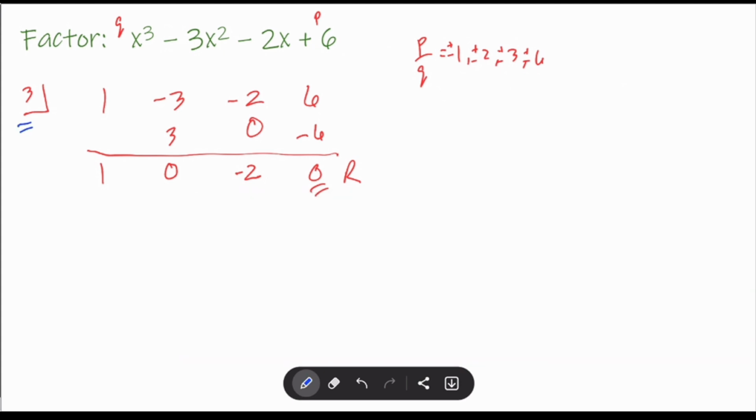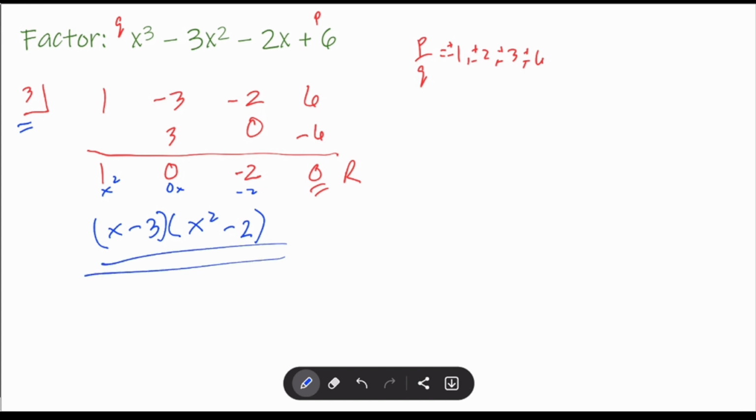So if this is positive, then the factored form will be the opposite sign, which is minus, or the negative sign. And then this one will be x squared, 0x, and the -2. So x squared, and then the 0x, so you don't need to write that, and then the -2. And then is x squared minus 2 can be factored? It's not, because it's not factorable, since 2 is not a perfect square. So that means the factored form is x minus 3 times x squared minus 2.